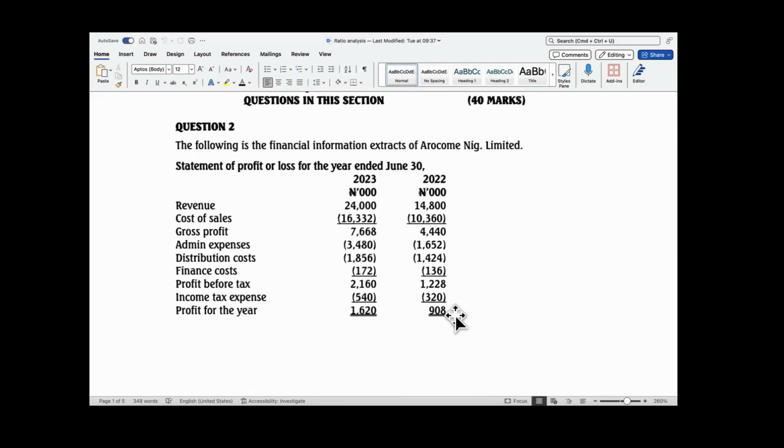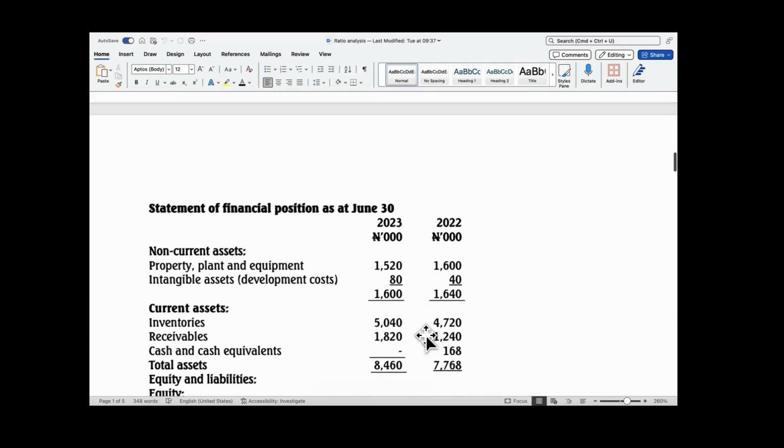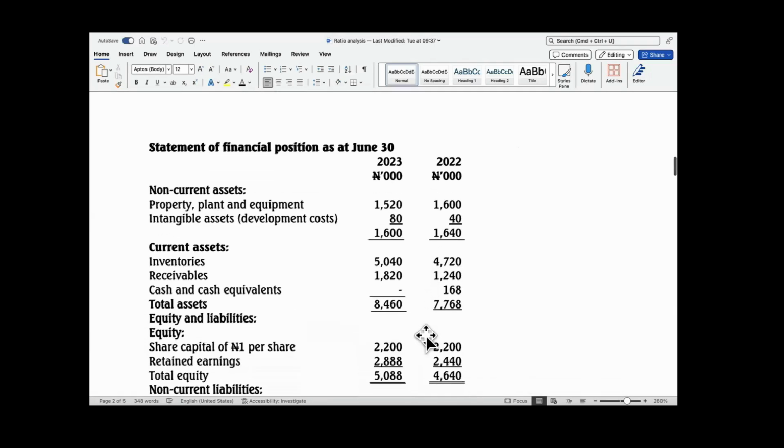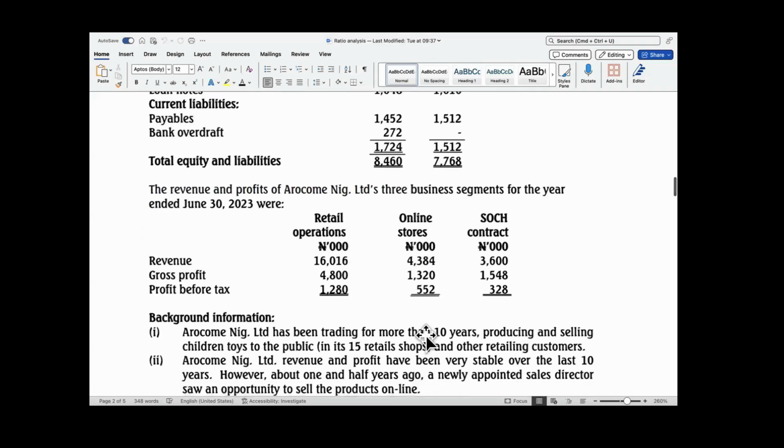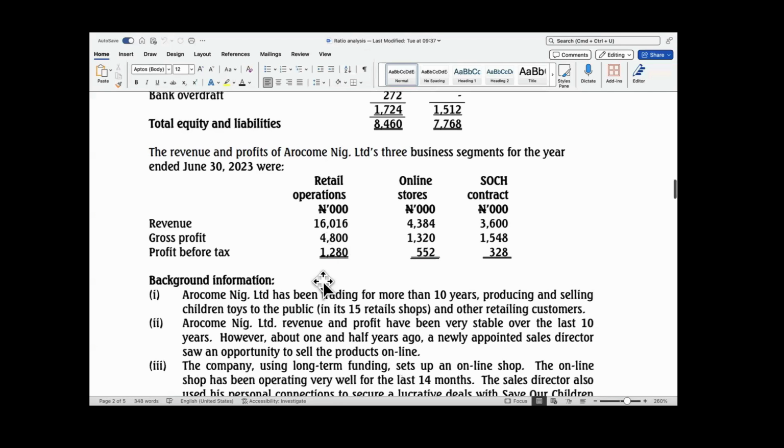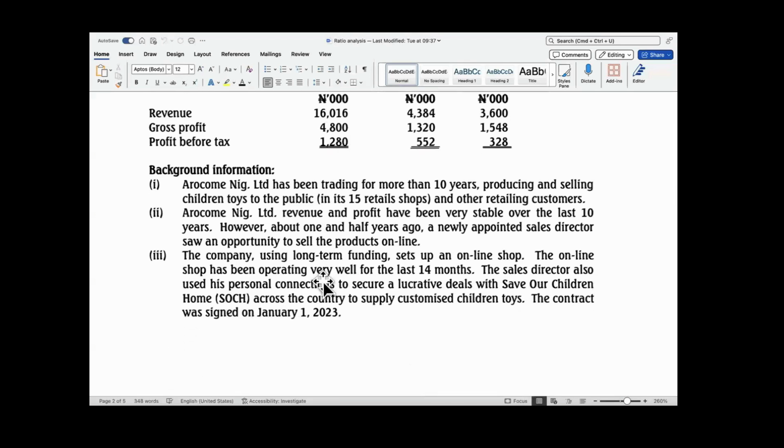of profit or loss of this company, and also we're given their statement of financial position for 2 years. And we're told that this company has 3 business segments. It has retail operations, it has online stores, and there's this contract it got, SOCH contract, which is Save Our Children Homes. So they gave us the revenue, the gross profits, and also the PBT of those business segments. And they gave us some background information.